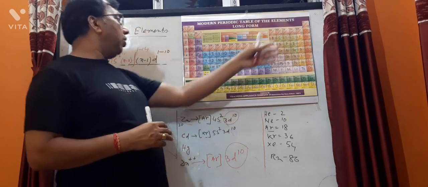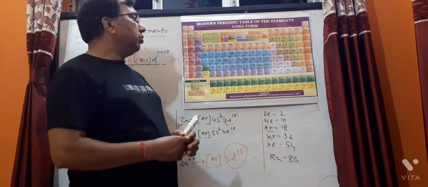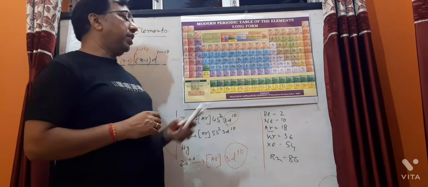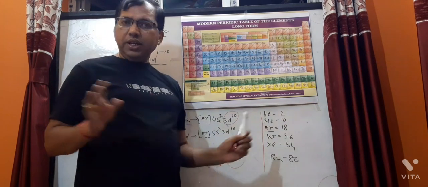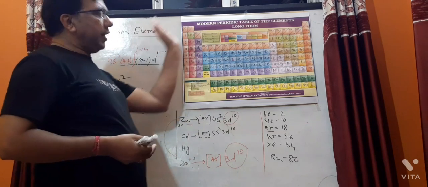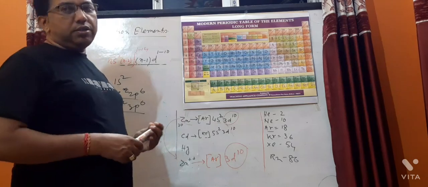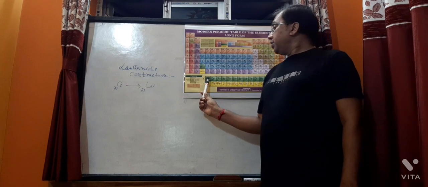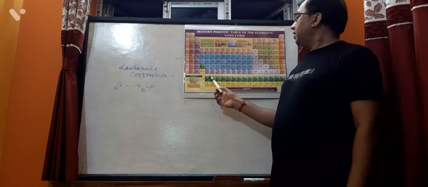Okay? All these elements are categorized according to the scientist's board: representative elements, s and p block, transition elements, inner transition elements, and noble gas elements. These are the total categories of the classification of the elements according to the board. Okay, thank you. Now I will discuss the topic lanthanide contraction.